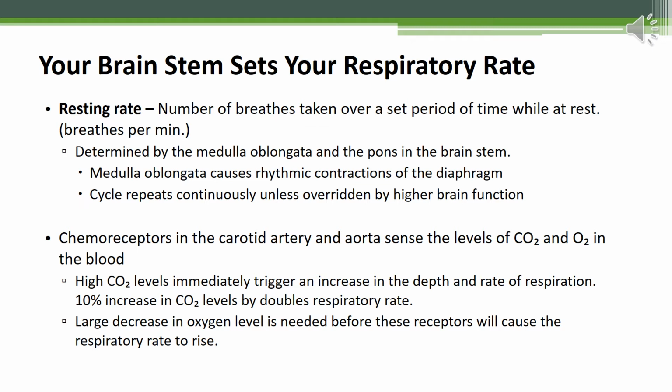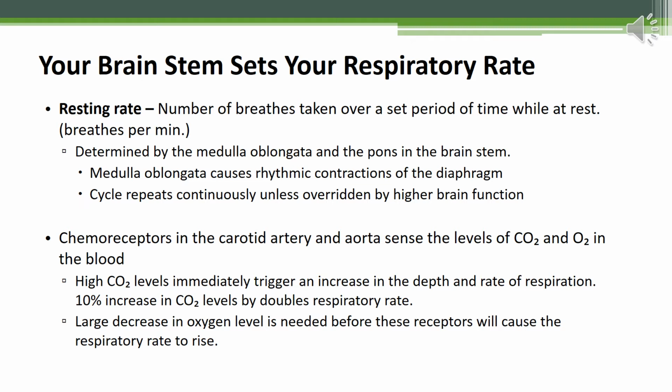The medulla oblongata leads to the rhythmic contractions of the diaphragm through its controls. This cycle repeats continuously unless overridden by higher brain function. This means that you can essentially choose to hold your breath or not, even though this would lead to you becoming unconscious over a period of time. But once you become unconscious, your brainstem will take over again and you'll start breathing again.